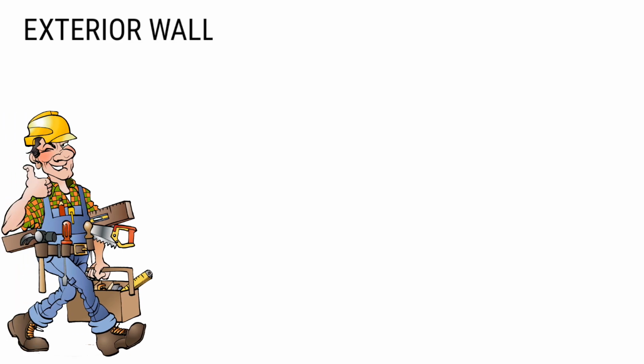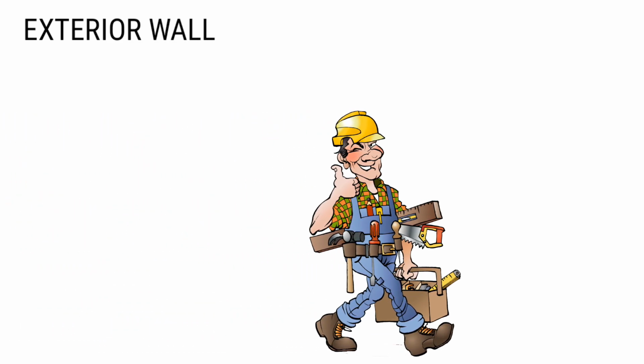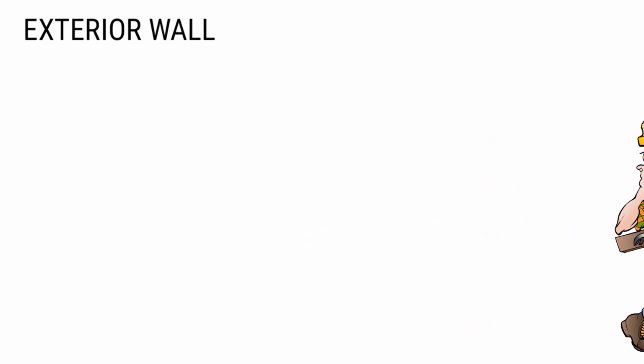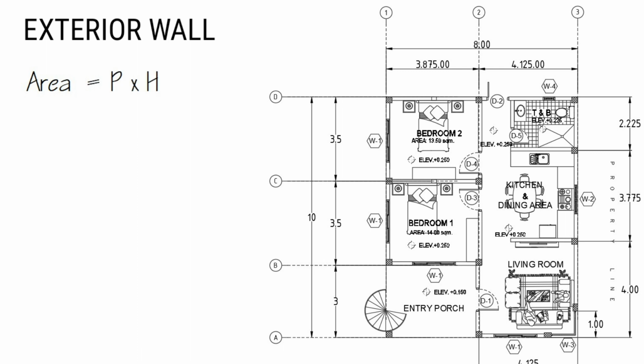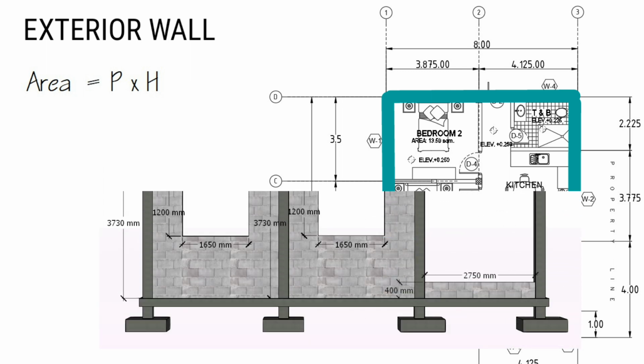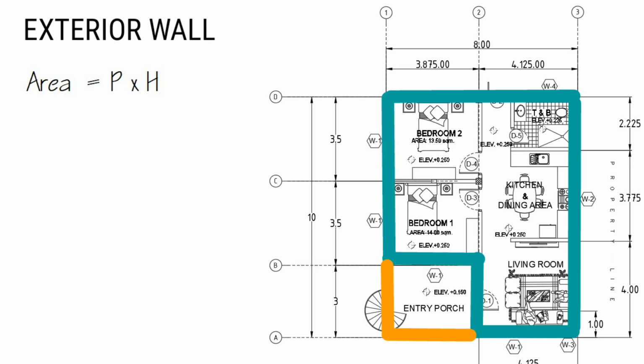Okay, so unahin na natin ang exterior wall. So, ganito yung technique ko sa pag-compute ng area ng wall na papalitadahan natin. So, area, that is equal to perimeter multiplied by height. At ibabawas din natin dito yung area ng mga opening ng bintana at pintuan. Okay, so ang una natin gawin, alamin muna natin yung mga wall na magkakapareho ang height.